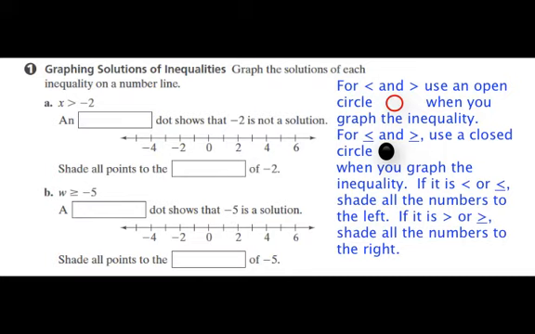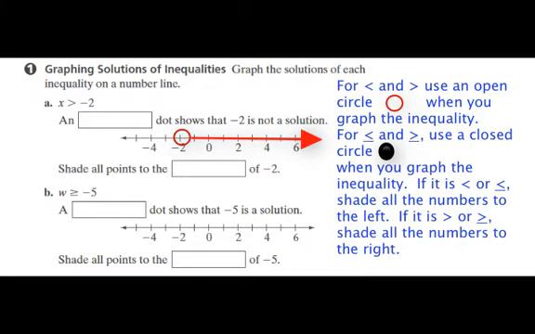Let's try example A. X is greater than -2. Since it's just greater than and not equal to, we're going to put an open circle at -2. Then we're going to graph the solution to the right-hand side of that. That means we're going to draw a line on top of the number line to the right of -2. So this is what your graph will look like.